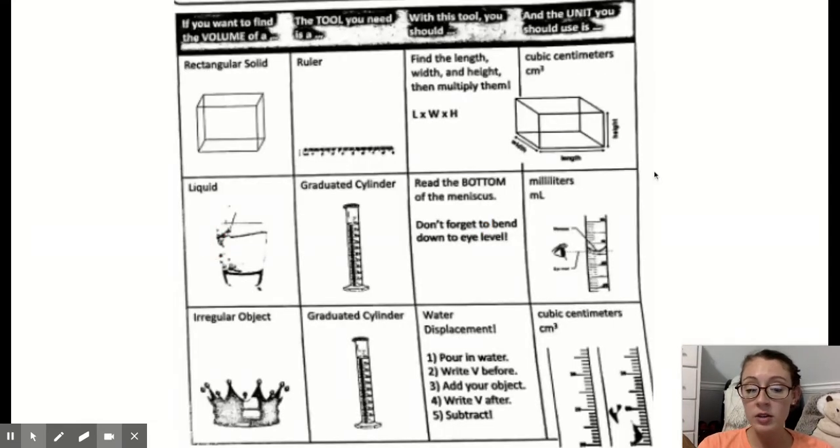Okay, so these are also measurement tools that you will be using. If I have a rectangular solid, then I will use a ruler and I will measure in centimeters or millimeters or meters, most likely centimeters. And I'm going to take the length times the width times the height, and I will get that in cubic centimeters. So I'll multiply those three things together and get something, 30 centimeters cubed or something like that, okay?